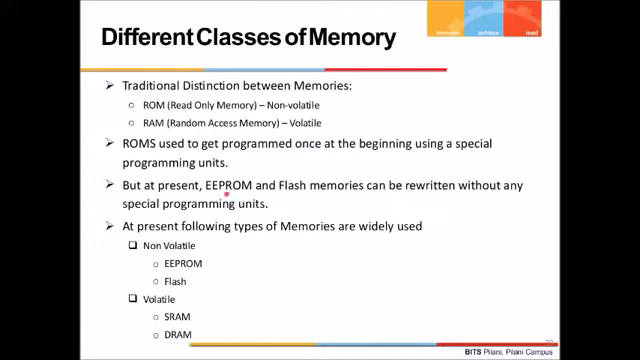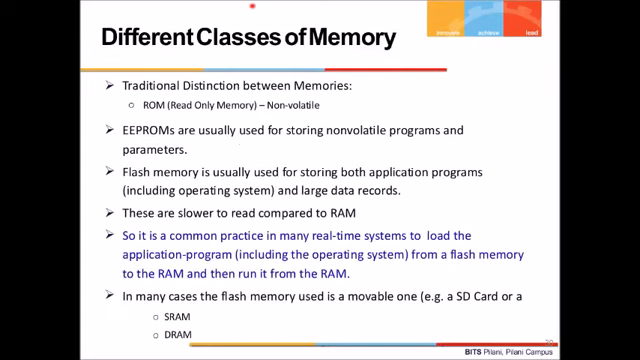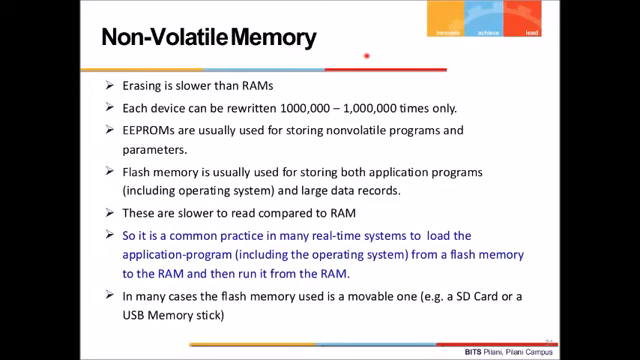These are also non-volatile memory, and we can electrically erase and write them. So at present, the different types of memory used are non-volatile, primarily EEPROMs and flash, and volatile, which are basically RAMs, and RAMs are of two types: DRAM and SRAM. SRAM is static RAM, DRAM is dynamic RAM. Non-volatile memories can be electrically erased and written again, but they are slower than RAMs. RAMs are very fast.